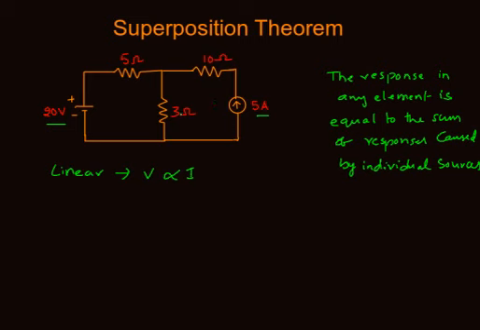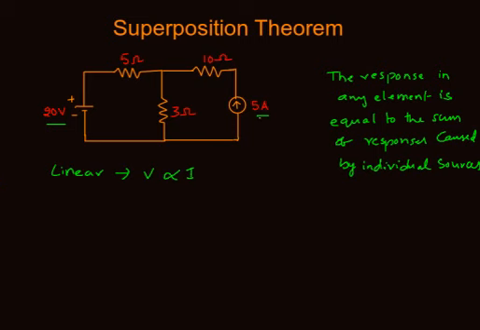Suppose we take only the individual source of 5 amperes, then we find the response in 3 ohms, and if we take 20 volts individually, then we find the response in 3 ohms. If you add those two responses, then we get the same response. So that is called the superposition theorem. It states that the response in any element is equal to the sum of the responses caused by the individual sources. So now we will do it with the individual sources.